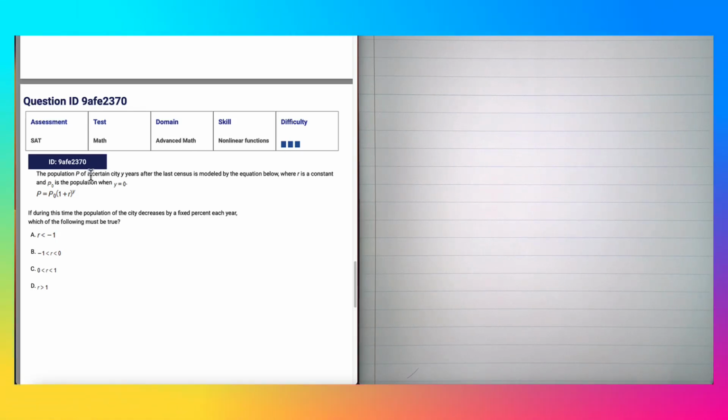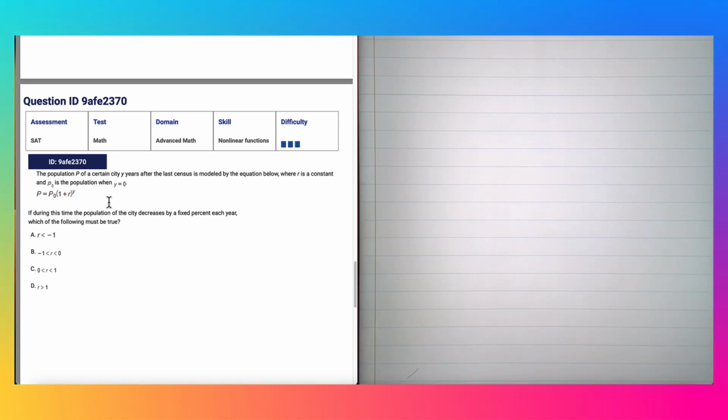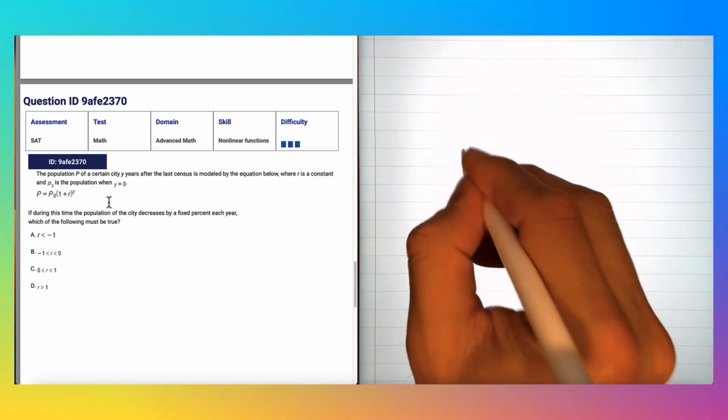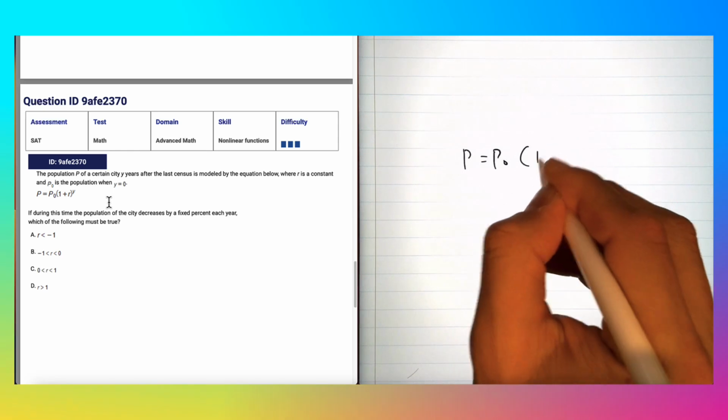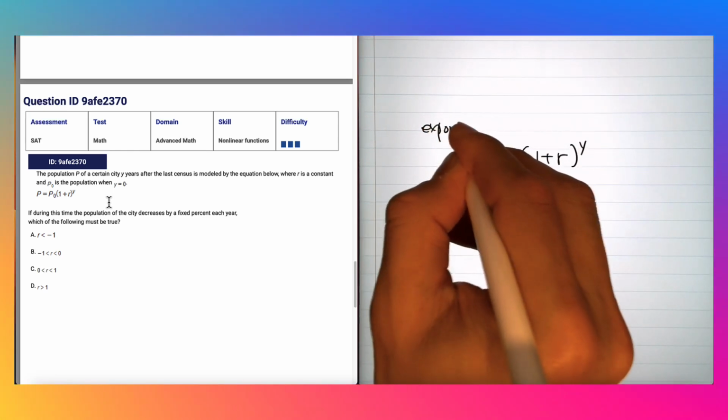The population P of a certain city, Y years after the last census, is modeled by the equation below, where R is a constant, P naught is the population when Y equals 0. So initial population is P naught. So P equals P naught, 1 plus R to the power of Y. We're dealing with the exponential function.